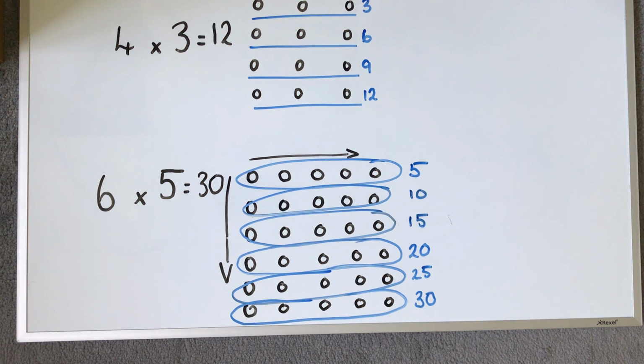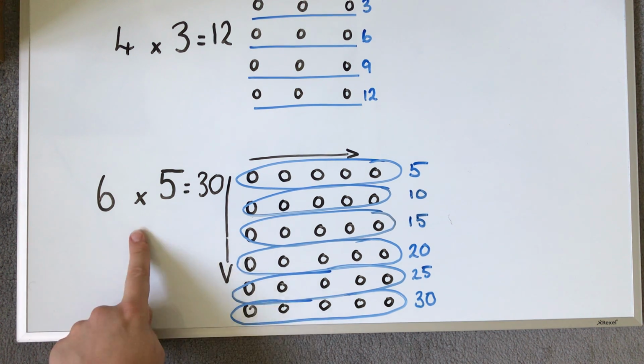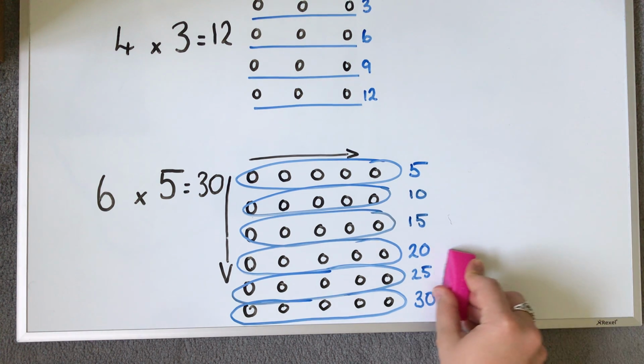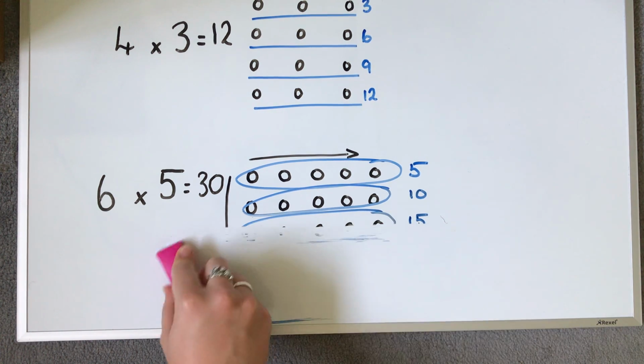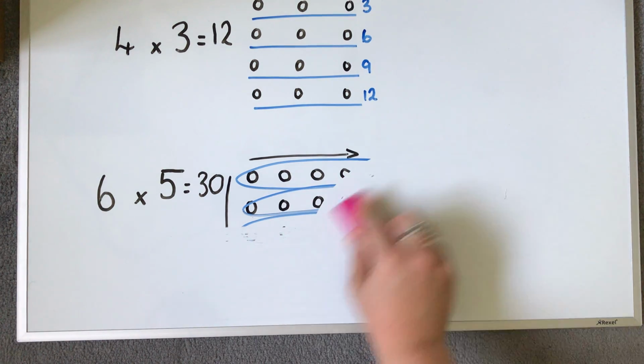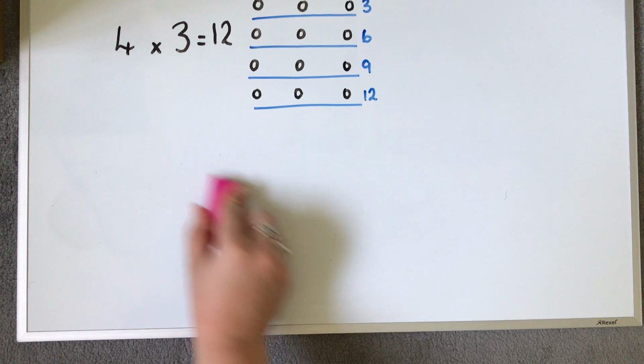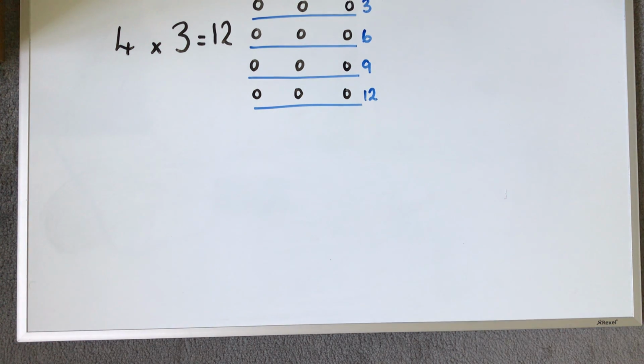Now, your task this week asks you to draw an array for different multiplication sums. So I want you to think about what we've talked about, which number needs to show the rows and which number represents the columns. And if you get a bit stuck, you can come back to this video. Let's just do one more together, okay?